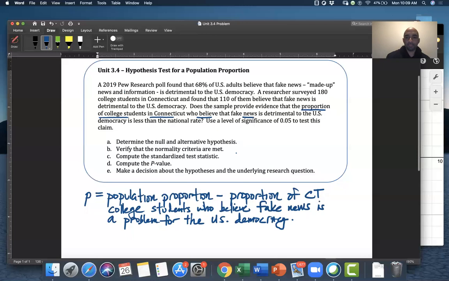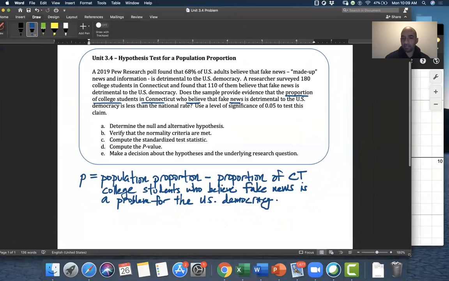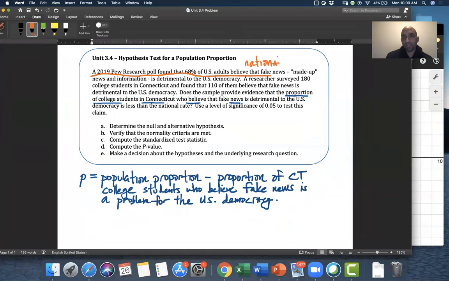All right, so let's get to part A. The first thing that we should do here is recognize that the national rate is a 68% figure, right? Because in 2019, a study found that 68% of adults believe fake news is a problem. So this is essentially what we're thinking of as the national rate. And the research question is asking whether or not the proportion of college students in Connecticut who hold this view is less than the national rate. Okay, so this is what we need for our hypotheses.